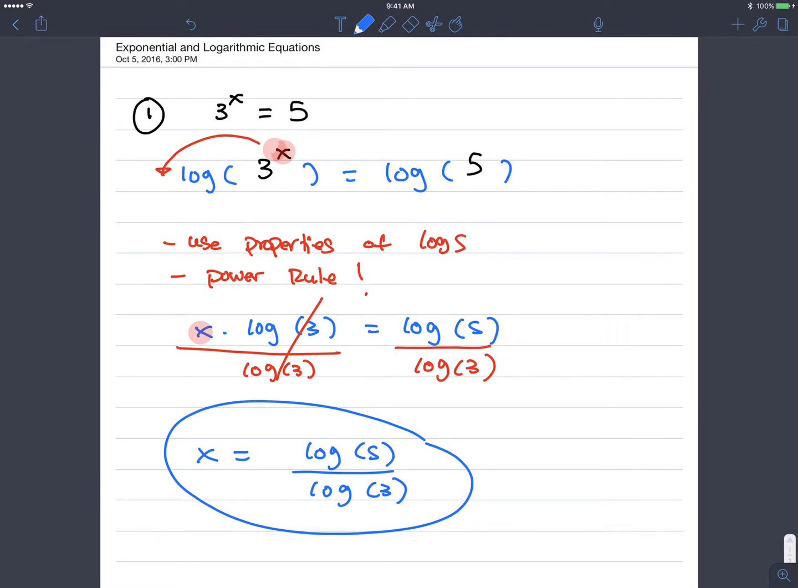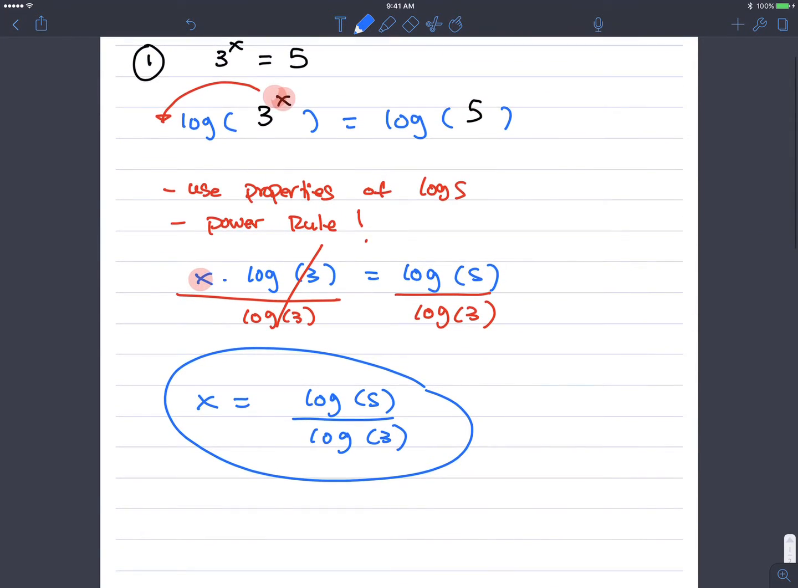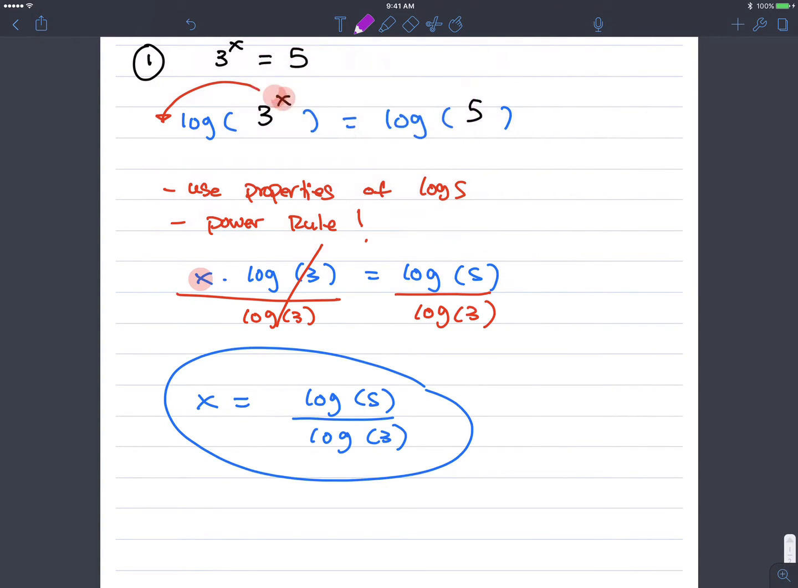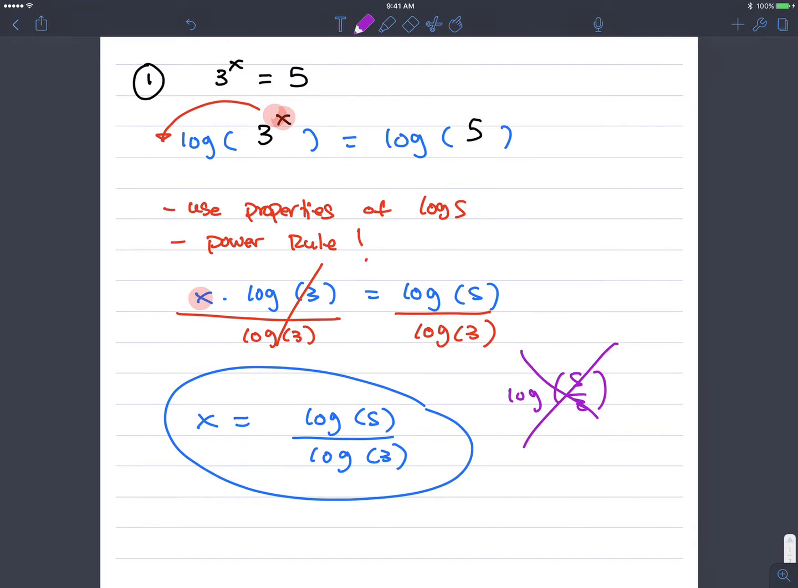And you're done. I just want to warn you about a common mistake. Sometimes people think, and this is incorrect, that this is the same as 5 divided by 3 for that common log. That is not the case. We have no property that allows us to do that. So you solved for x, and that's that.